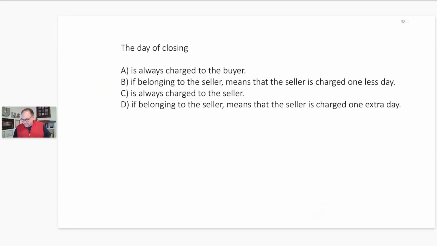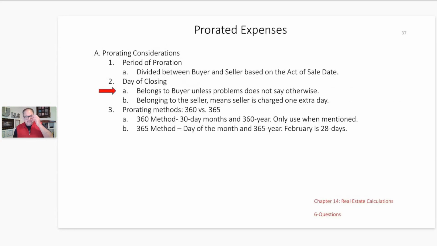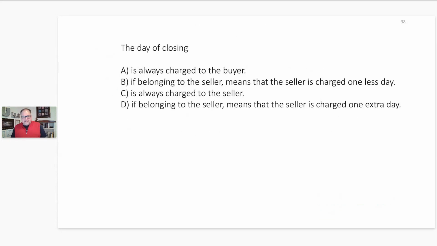Okay. Let's go back and review. For Florida, when you're working this problem out, or if you get a theory question like we just got, the day of closing belongs to the buyer unless the problem says otherwise. So is the buyer always going to get the day of closing? And the answer is no. And we know if it belongs to the seller, there's one extra day charge for the seller. Normally, it belongs to the buyer, but the problem could say otherwise. So that means it's not always going to be the buyer. So if you come back and read this, the day of closing is always charged to the buyer. We know that not to be true.